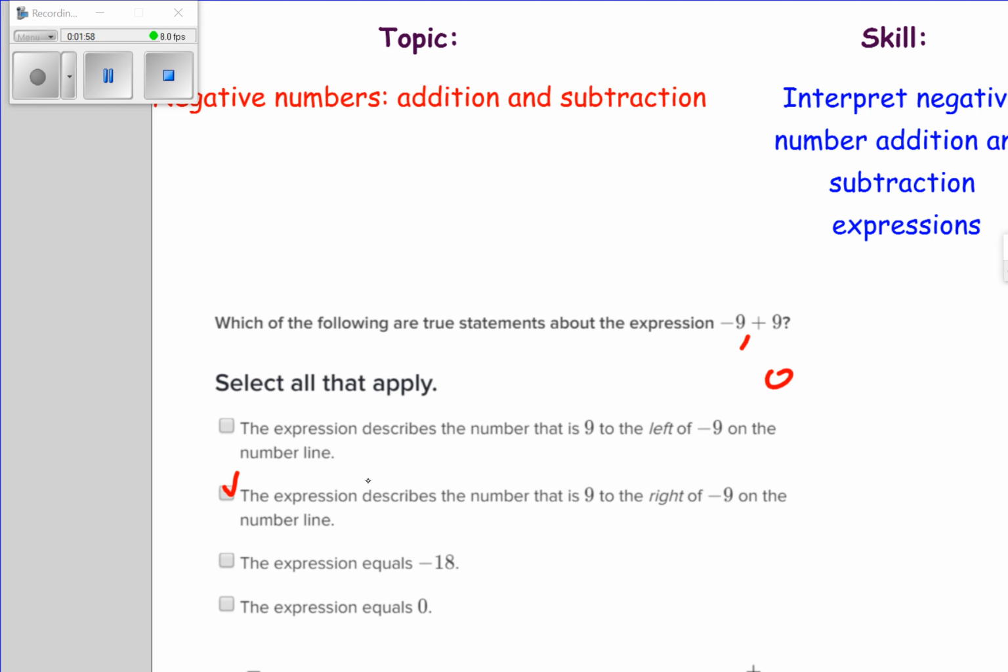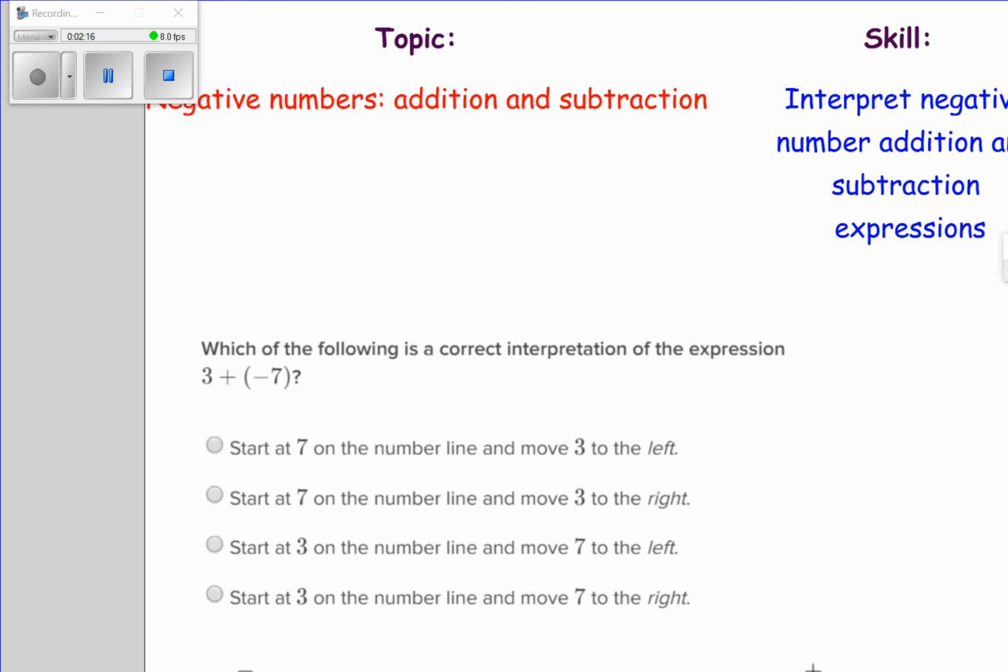The expression equals -18. That's not true. The expression equals 0. That's true. So those two are the statements that are true in this case. Let's look at the next question.